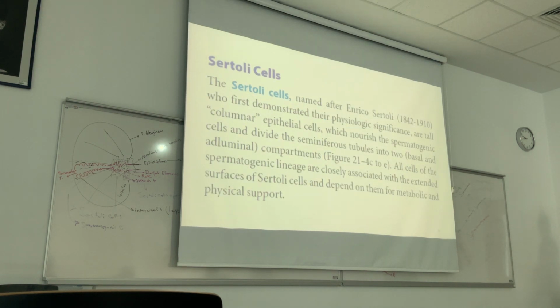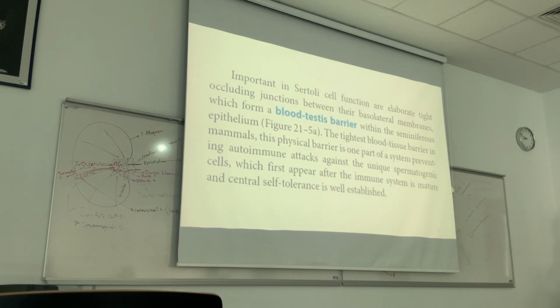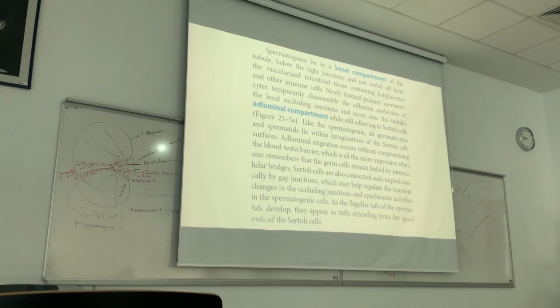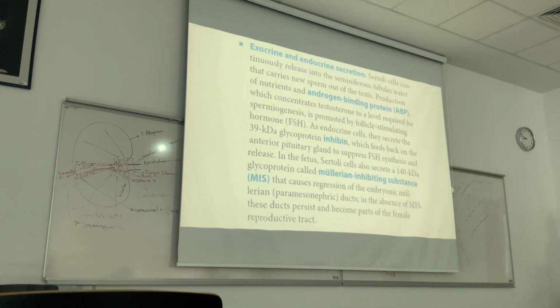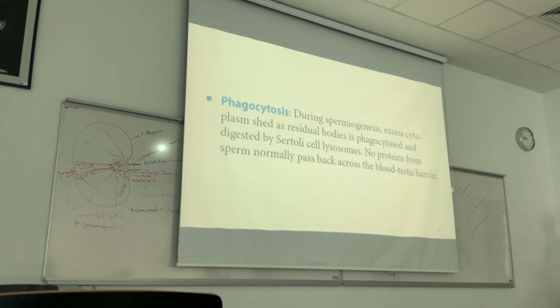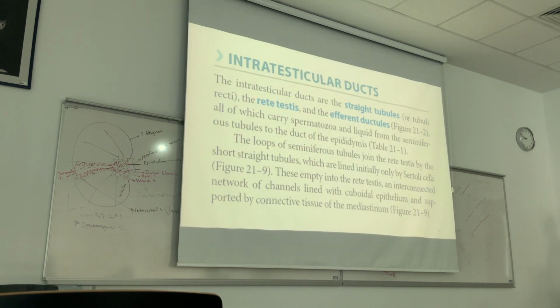Sertoli cells, again we talked about Sertoli cells, have a role in formation of the blood-testis barrier, have basal compartment and adluminal compartment. What are the roles of the Sertoli cells? Support, protection and nutrition of the developing spermatogenic cells. They have exocrine and endocrine secretion like androgen binding protein, inhibin and Mullerian inhibiting substance production. And also have a role in phagocytosis.